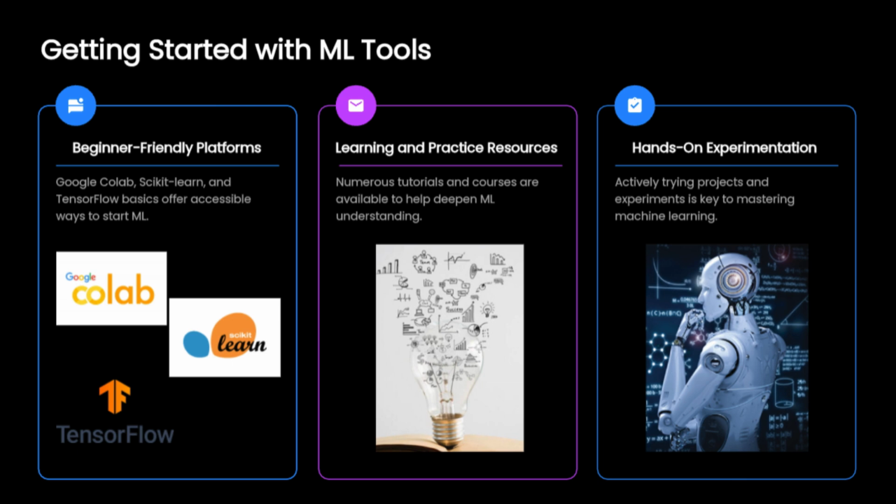In addition to tools, there are countless online tutorials, courses, and documentation available that guide learners step by step, from basics to advanced concepts. However, the most important step is hands-on practice. Actively experimenting with datasets, building small projects, and testing different models is the key to truly understanding and mastering machine learning. Learning tools is important, but applying them is what turns knowledge into real skills.